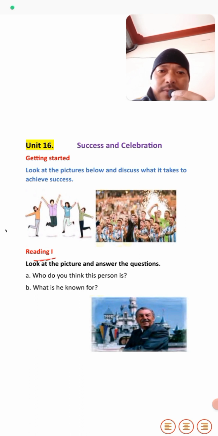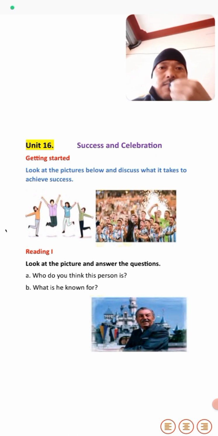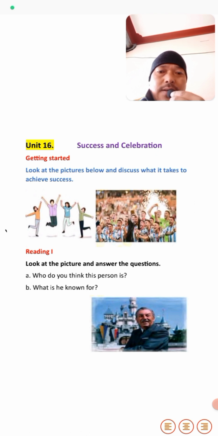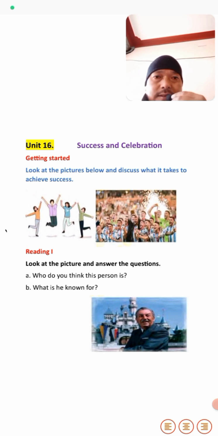Now, students, reading part 1, we have again a picture here. Look at the picture and answer the question. Here, the man in the picture: who do you think this person is? Yes, students, the man in the picture is Walt Disney, the most popular and famous animated cartoon creator. He created many characters like Mickey Mouse and Devin Dog, and so on. As I told you, he is known for his creativity in animation cartoons like Mickey Mouse and Disney. It's all about the picture and question, students.